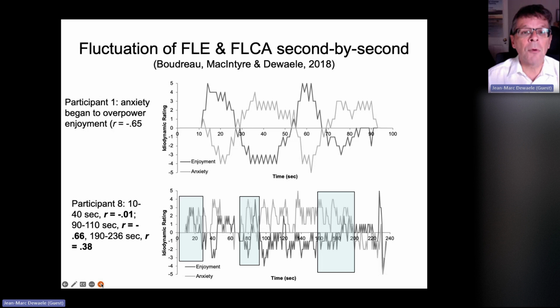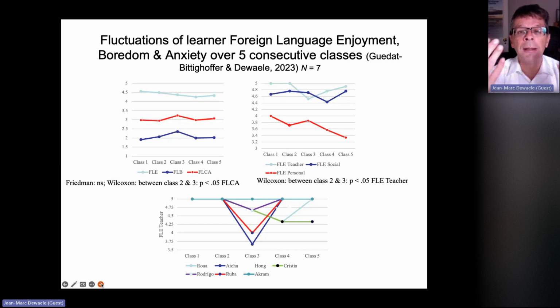And then here, fluctuation over a period of 5 consecutive classes, 7 French foreign language learners. And again, this is a study I did with my French colleague, Géraldine Bittighofer. And looking at enjoyment, boredom, and anxiety, these were adult learners, we see that there was some variation in the third class, but not very much. When we looked at the sub-dimensions of enjoyment, we see more variation still, and again, especially in the third class.